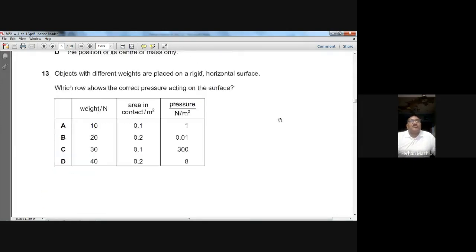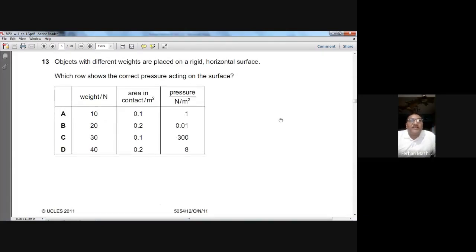Question number 13 is on your screen. Objects with different weights are placed on a rigid horizontal surface. Which row shows the correct pressure acting on the surface? To calculate the pressure, you divide the weight by the area in contact. So divide 10 by 0.1, get the answer. Divide 20 by 0.2. Divide 30 by 0.1. Divide 40 by 0.2. So this will be the pressure for A, B, C, D.